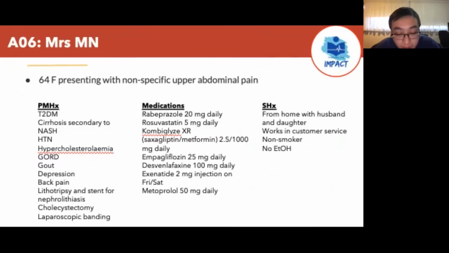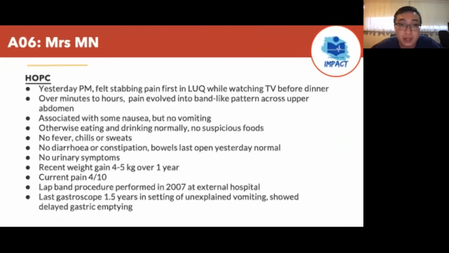With all of these differentials in mind, you then go and see the patient to find out a little more about her presenting complaint. And this is what she tells you. Yesterday evening, she felt a stabbing pain first in the left upper quadrant while watching TV before dinner. Over minutes to hours, the pain evolved into a band-like pattern across the upper abdomen, associated with nausea, but she's never vomited. She's otherwise been eating and drinking normally. She hasn't had any suspicious foods, denies any fevers, chills, or sweats, no diarrhea or constipation. Her bowels last opened yesterday and were normal.